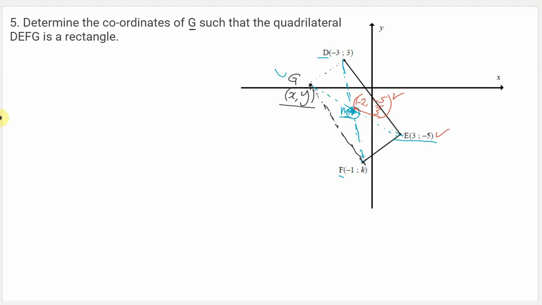So what you do is that you write M_DF is equal to, not M for gradient but M for midpoint. So this is capital letter M, subscript DF, and then this is capital letter M, subscript GE, which is equal to, and then you write down the coordinate, which is -2 is to -5 over 2 in this case.